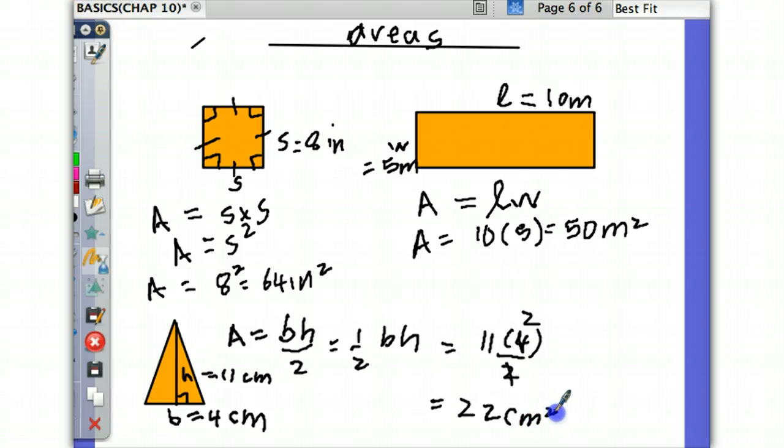Centimeters squared. Alright? So that would take care of the square, the rectangle, and the triangle. And let's just do one more.